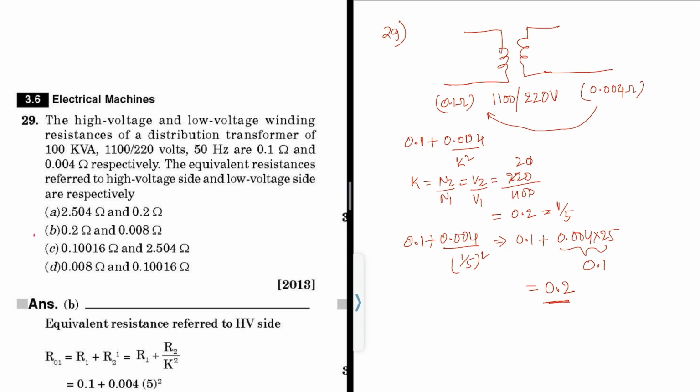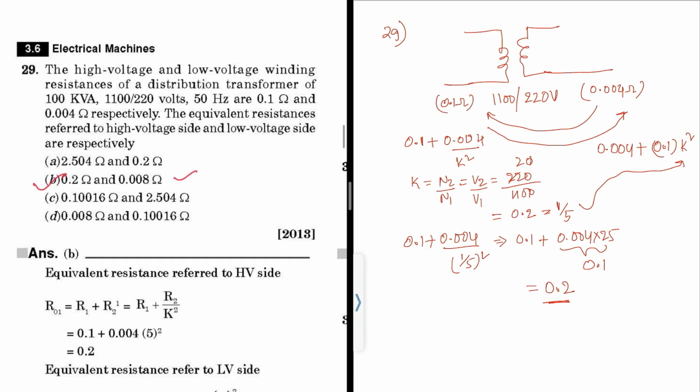So the only option will be this one. Now when it is referred to low voltage side, the answer will be 0.004 plus 0.1 into k square. The k value will be the same. So if you substitute this, you will get 0.08.